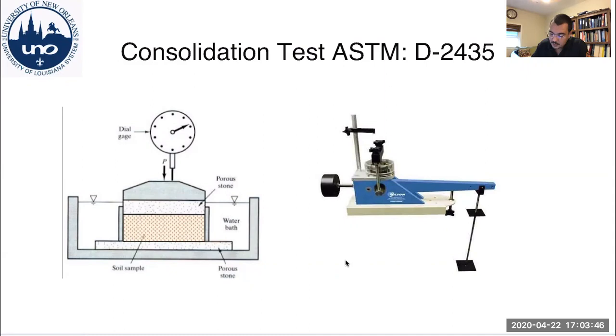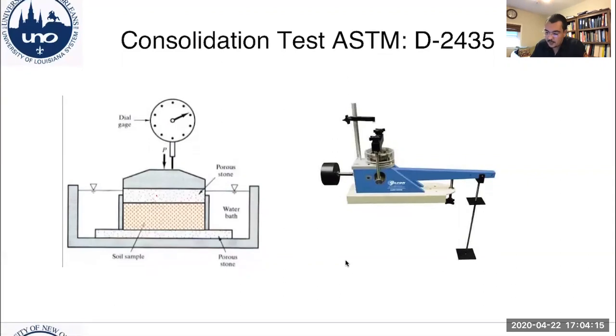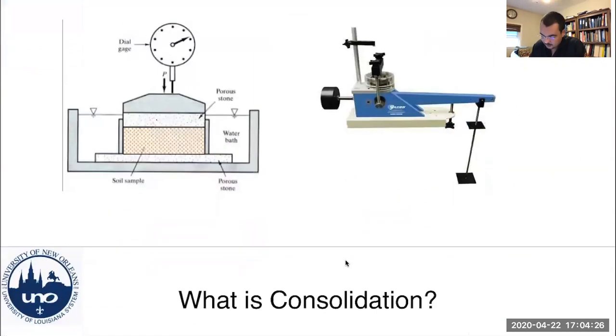So this is a consolidation test. Basically, you have a sample inside of a ring. You have a porous stone on top, a porous stone on the bottom, and then you apply a load and you wait for water to leave the soil sample. And you take a couple of measurements using a dial gauge for the strain. And from that, you can calculate C sub C, C sub R, and C sub V, coefficient of consolidation, to calculate the time rate or how long it takes for consolidation to take place.